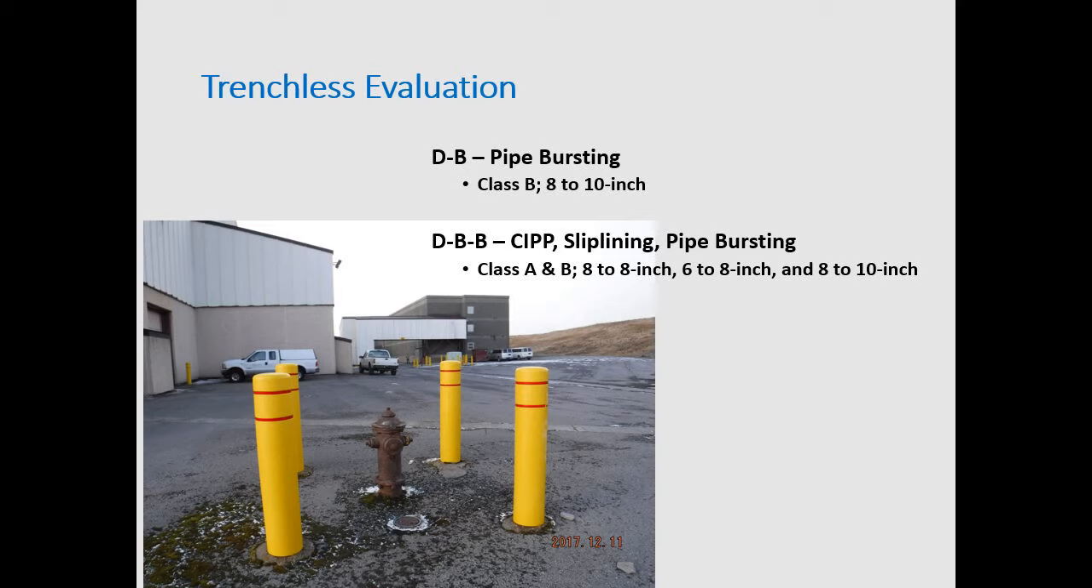And then this is where the class A and B come in. The design build was a class B because we went from 8-inch to 10-inch. And then in the design bid build, we have 8 to 8 because we did do some PVC. I'll talk about that in a second. And then we also went 6 to 8 and 8 to 10. So we have class A and B in the design bid build, and that's just impacting the actual zone of influence.